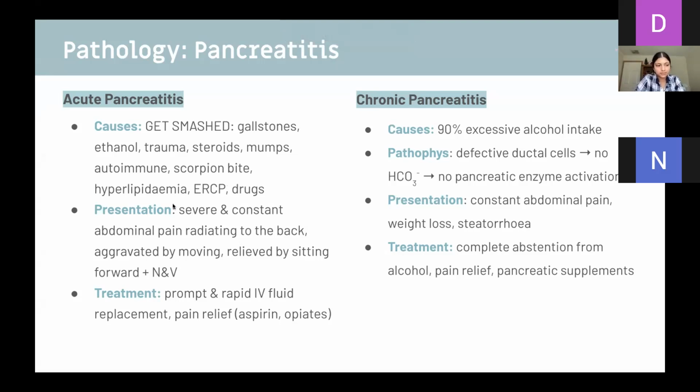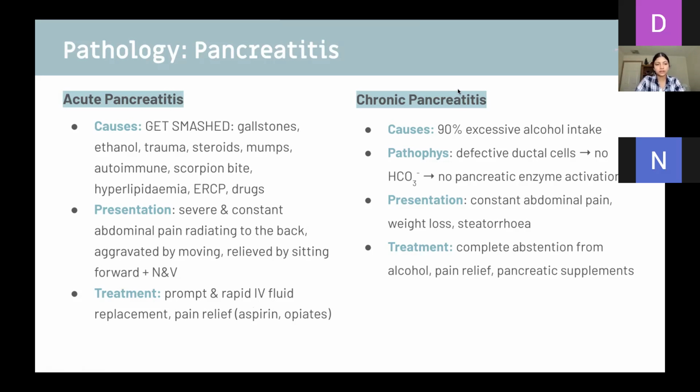And the classical buzzwordy presentation is the patient usually has severe and constant abdominal pain, which radiates to the back, and it's made worse by moving and relieved by sitting forward. And you have nausea and vomiting, which could just be due to the pain. Treatment of this is usually supportive treatment. So you need to be pretty quick because the patient is in severe pain. And rapid IV fluid replacement, pain relief, anything to make the patient comfortable and prevent further progression of the disease.